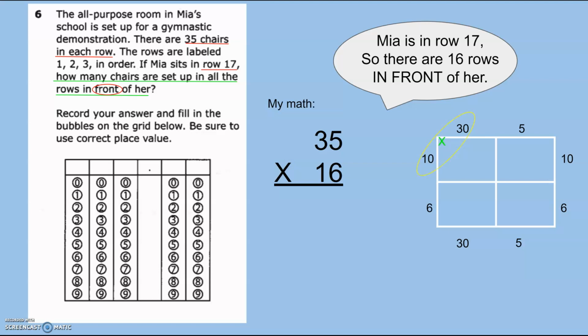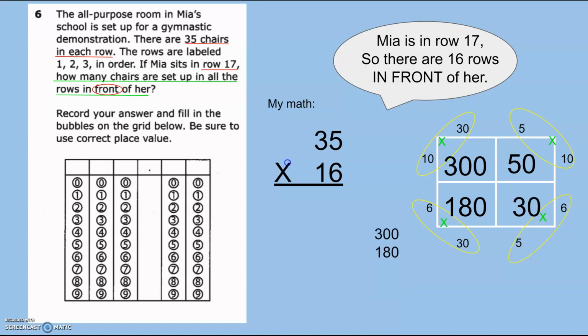10 times 3 is 3 times 1 is 3 plus 2 zeros is 300. 5 times 1 is 5 plus 1 zero is 50. 6 times 3 is 18 plus 1 zero is 180. And 6 times 5 is 30. I'm going to put that there. And then remember, I'm just going to add all of those numbers together.